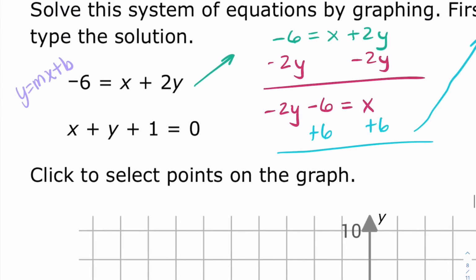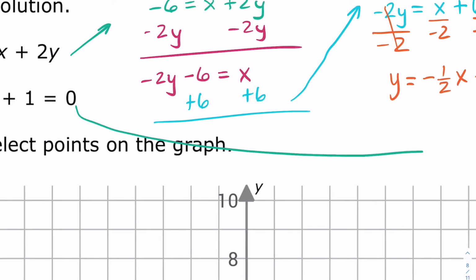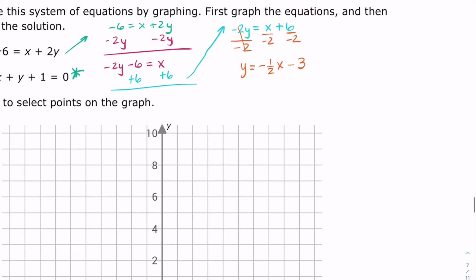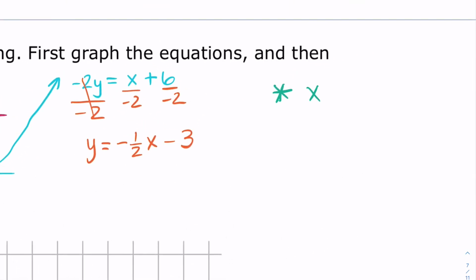Now this next one, we are going to do this as well. Let's see. I'm going to do this other one. Okay, I'm going to put a little star right here. I'm going to rearrange this one now over here. So what do I have? X plus y plus 1 equals 0.